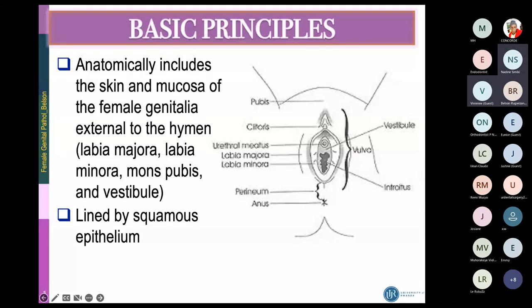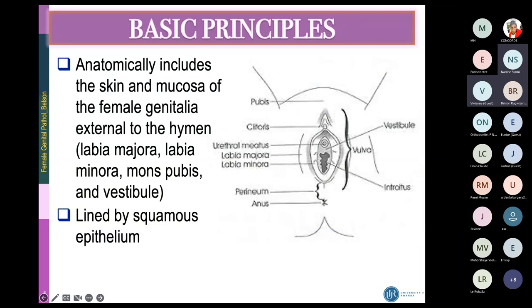And also the opening of the vagina itself. So the space between the urethral meatus and the vagina is called the vestibule. Then behind we have a perineum and the anus. So these are important to know in the anatomy. So this is lined by squamous epithelium because it is just like a part of the skin.